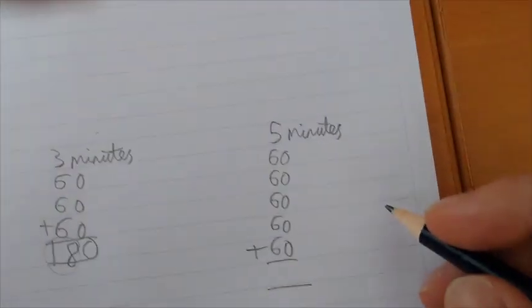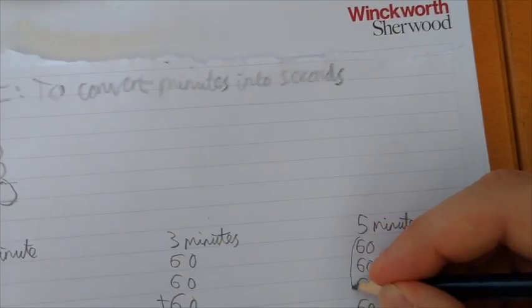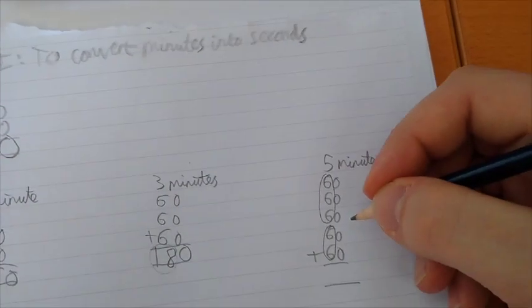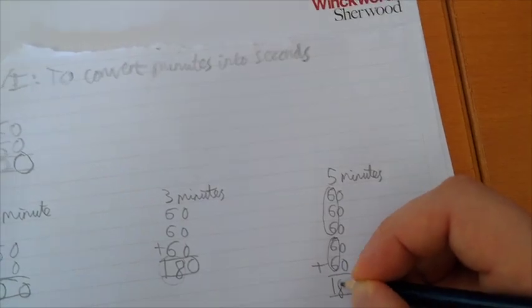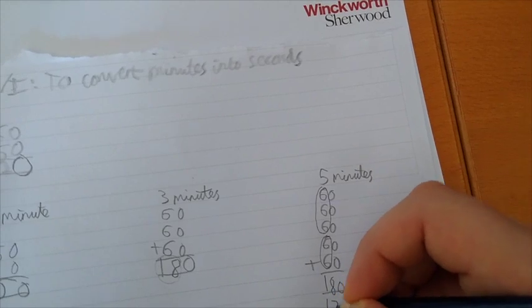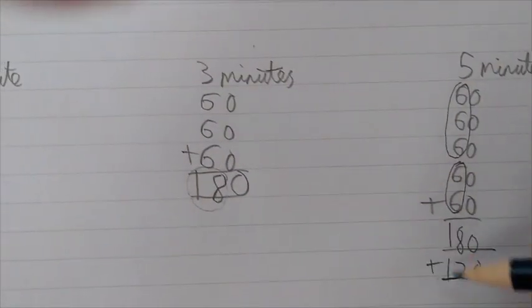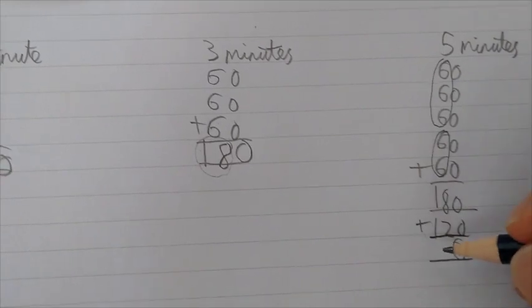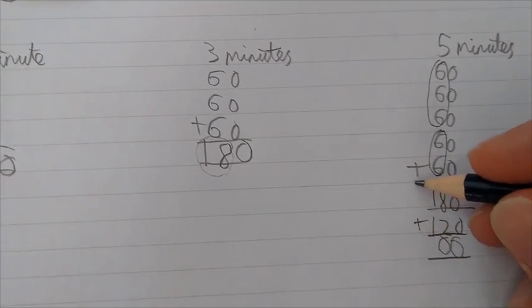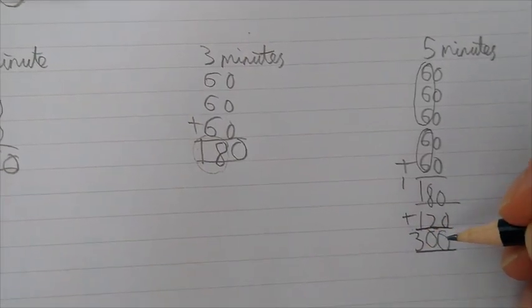So for 5 minutes, we're effectively adding 2 lots of 6 to 3 lots of 6. So let me circle these. So 3 lots of 6 is 180. 2 lots of 6 is 120. So let's add these together. So 0 add 0, nothing. 8 add 2, 10. Carry over 1. 1 add 1 is 2, plus 1 is 3. So there are 300 seconds in 5 minutes.